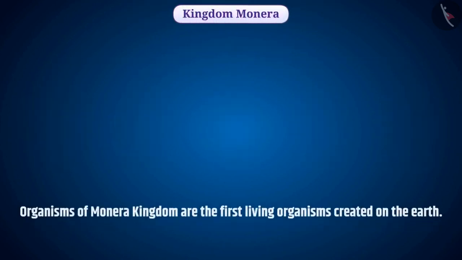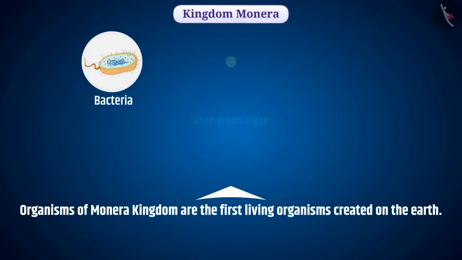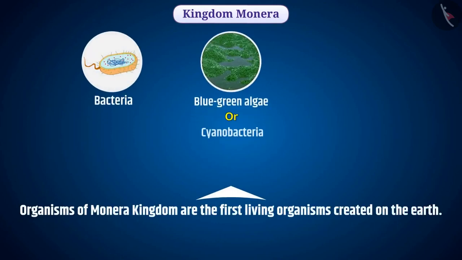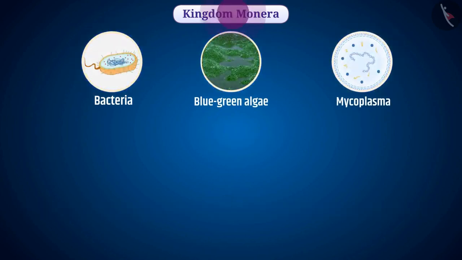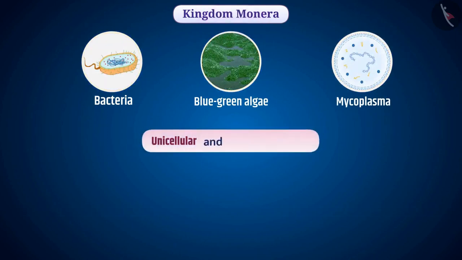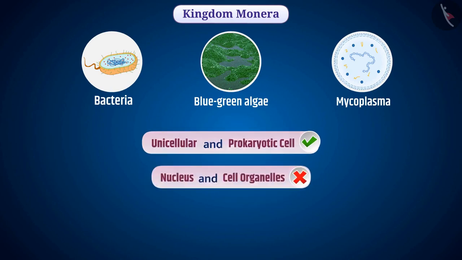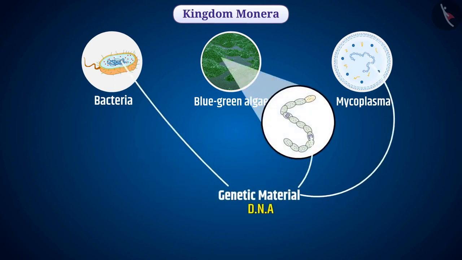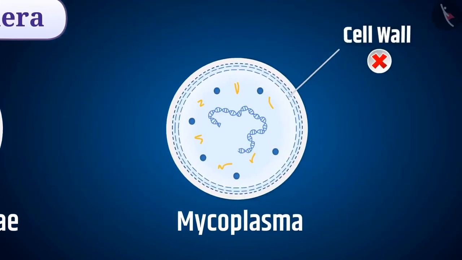Organisms of the Monera kingdom are the first living organisms created on the earth, such as bacteria, blue-green algae, that is cyanobacteria, mycoplasma, etc. All the organisms in this kingdom are unicellular and their body is made up of a prokaryotic cell, that is, the cell does not have an organized nucleus and cell organelles. Among them, the genetic material, DNA, is made up of a single circular molecule. Some of these organisms have a cell wall and some do not.